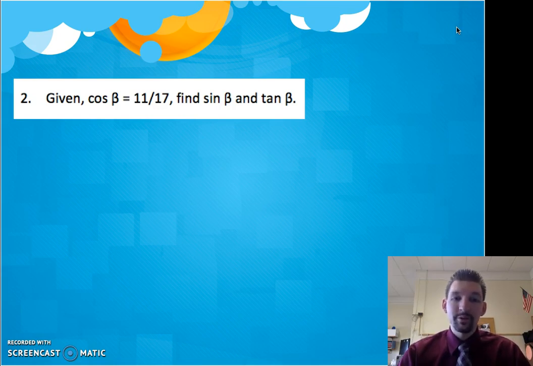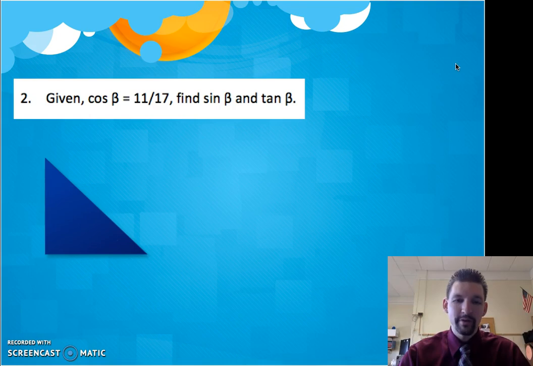Number 2 gets a little more in depth even than those ones. So it says, given cosine of beta is 11 over 17, find sine of beta and tangent of beta. So as someone said earlier in the day, when in doubt, draw it out. So we know that we are dealing with right triangles. So I'm going to draw a right triangle and label one of the angles beta.